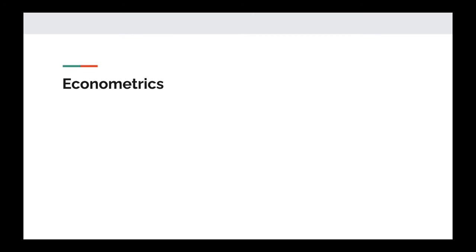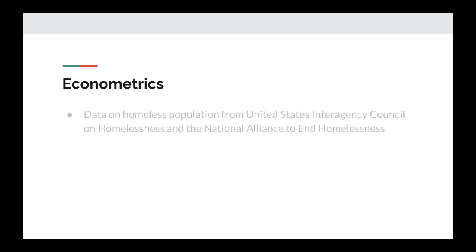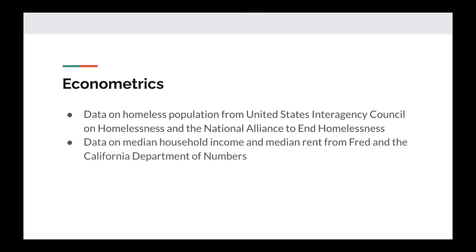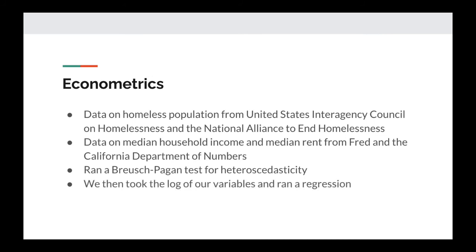So for the econometrics for our paper, the data on the homeless population was taken from the United States Interagency Council on Homelessness and the National Alliance to End Homelessness. And our data on median household income and median rent came from FRED and the California Department of Numbers. First off, we ran a Breusch-Pagan test to test for heteroscedasticity. After that, we then took a log of our variables to account for that heteroscedasticity, and we ran a regression on our variables.